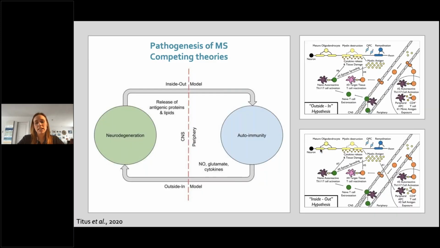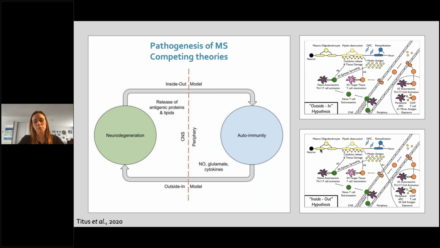The exact cause of MS is still unknown, but there are two main competing theories. First of all, the outside-in model. I will try to keep it simple for today. It begins with activation of myelin-specific T cells in response to a myelin mimic epitope, and that epitope will be expressed on a pathogenic virus or other microbe exposure. So this is beginning in the periphery. Activated autoreactive T cells then migrate into the CNS, where they are reactivated and they start releasing cytokines, and this is what leads to myelin damage.